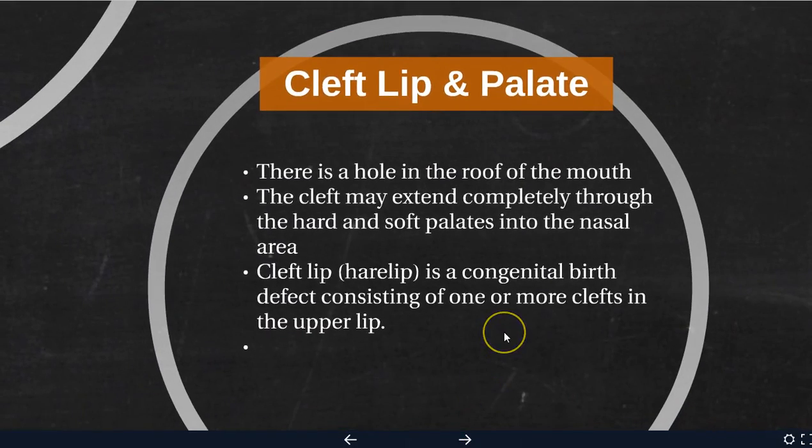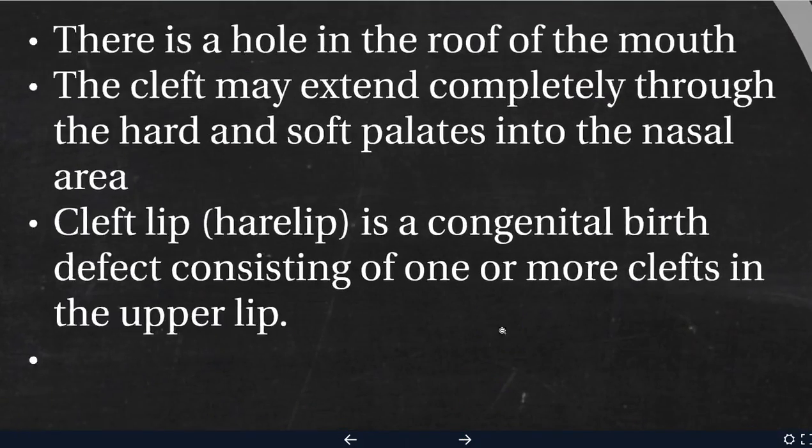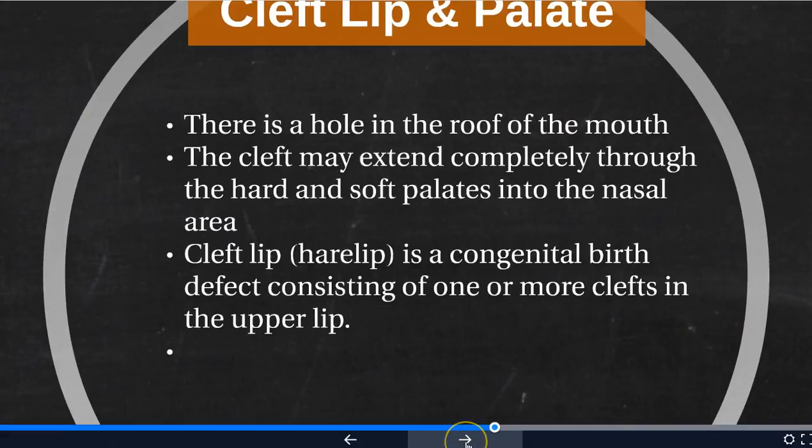Okay, and then the last one here, cleft lip and palate. There's a hole in the roof of the mouth. The cleft may extend completely through the hard and soft palates and into the nasal area. A cleft lip or a hair lip is a congenital birth defect, which consists of one or more clefts in the upper lip. I'm sure you guys have seen the pictures of cleft palate babies. They do require surgical intervention to repair that cleft lip or cleft palate.